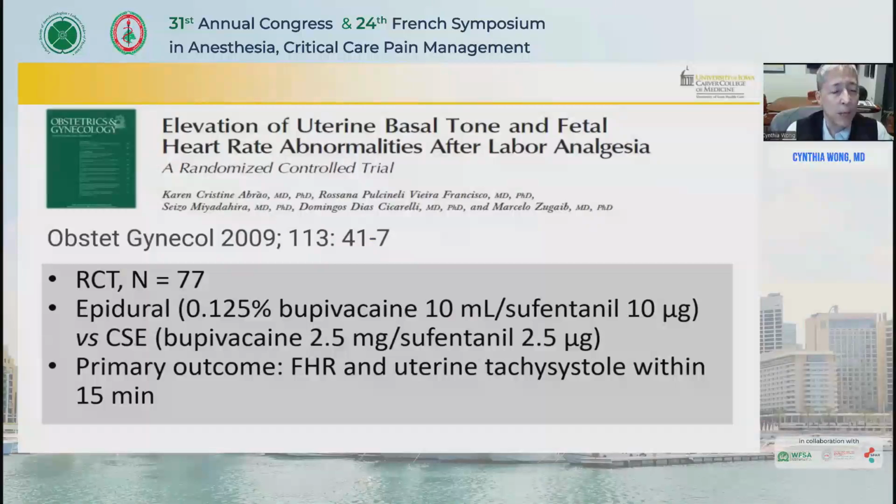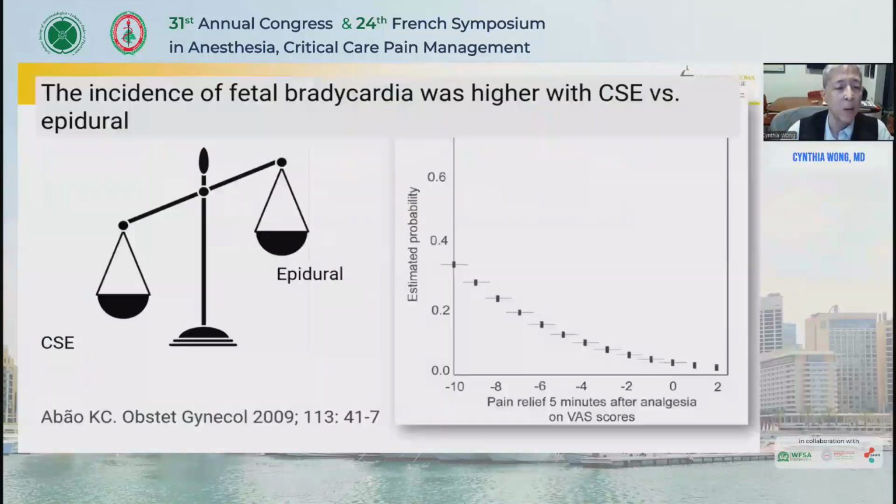There was a randomized controlled trial in Brazil a number of years ago comparing the epidural technique to the CSE technique with the outcomes of fetal bradycardia and uterine tachysystole. What the authors found was that the incidence of both of these, fetal heart rate decrease and uterine tachysystole, within the first 15 minutes after the initiation of analgesia, occurred more commonly with the CSE technique than the epidural technique.